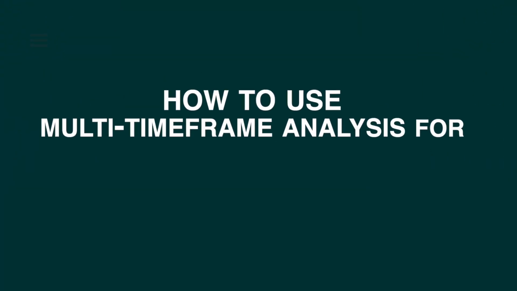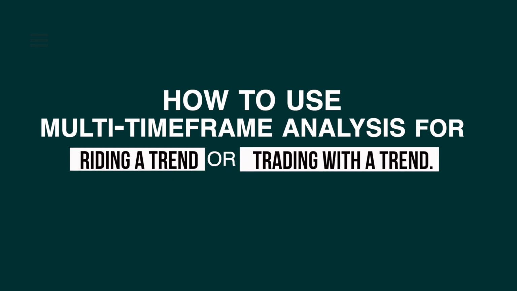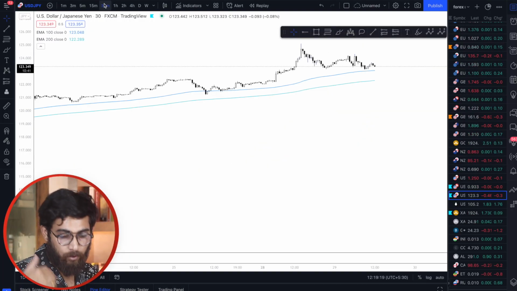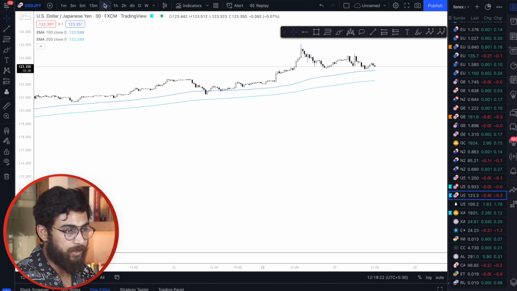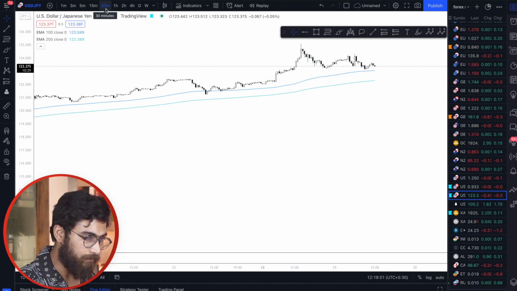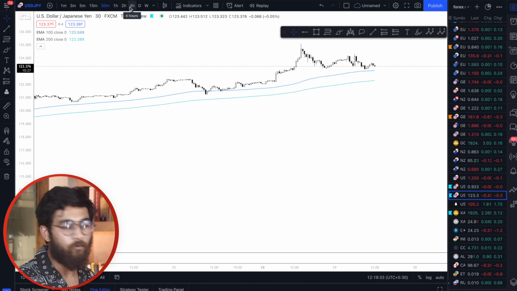Now let us see how to use multi-time frame analysis for riding a trend, or trading with the trend. Let us say that you wanna use multi-time frame analysis on USD JPY, and you are gonna day trade on the 30 minutes time frame. For looking for any opportunities on USD JPY on the 30 minutes time frame, the first thing that you need to do is move 2 time frames higher. That is, if we are on the 30 minutes time frame, then you will go for the 4-hour time frame.